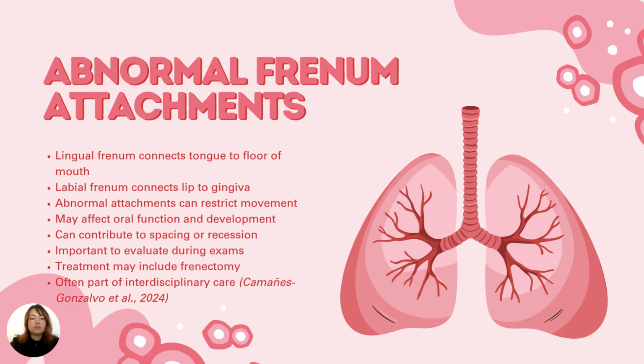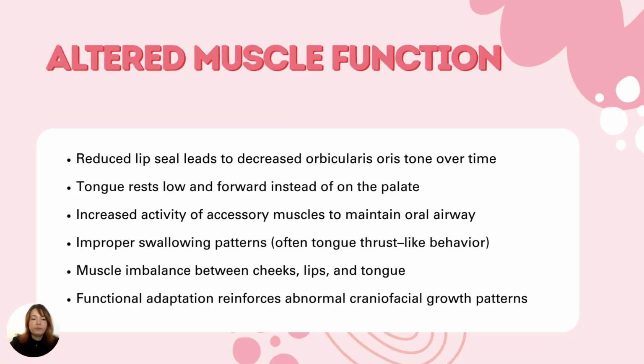Abnormal attachments can restrict the movement of our lips, tongue, all of our speech organs. It may affect oral function and development, and can contribute to spacing or recession. It's important to evaluate during exams. Treatment may include a frenectomy, which is the snipping of that tissue, and is often part of interdisciplinary care.